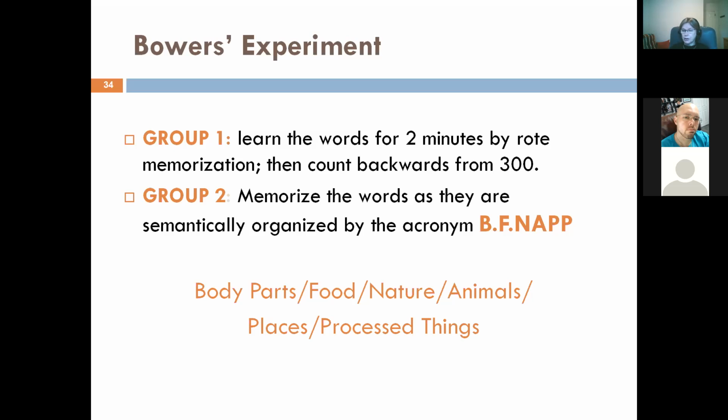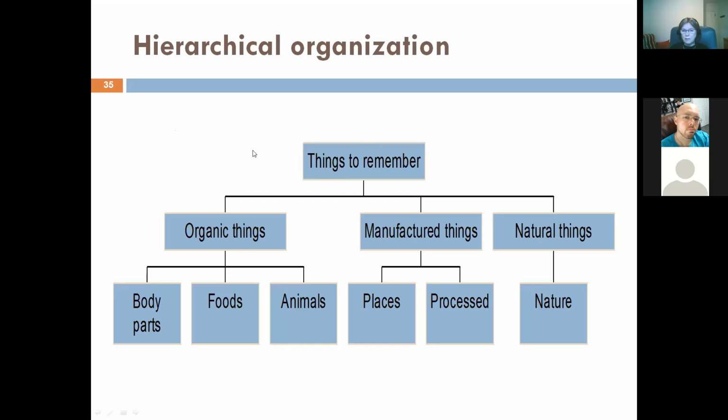But in the second condition, in the second group, where people memorize the acronym first, BFNAP, it's like a name, right? You think about Skinner, right? Or something. People's memory was almost perfect. The same words. Okay? So giving people this hierarchical organization was an extremely powerful way to help them memorize the words. Again, this is just what Bauer's experiment looked like in terms of the design.